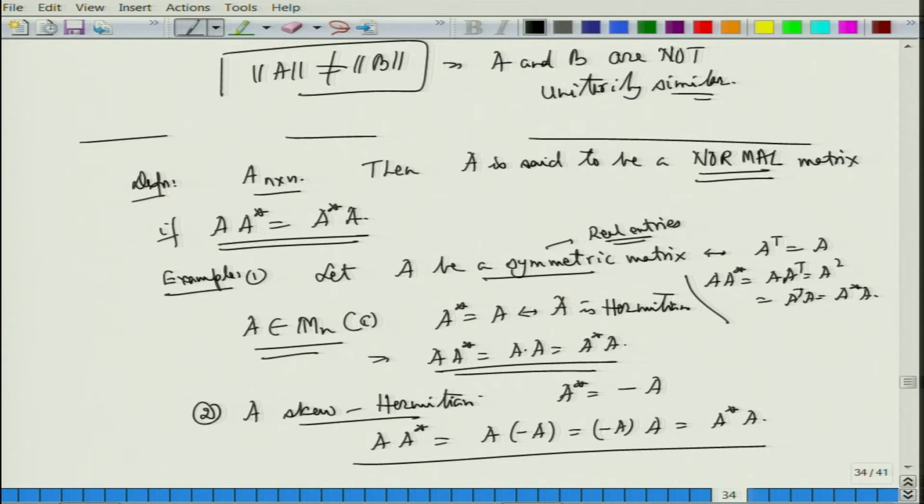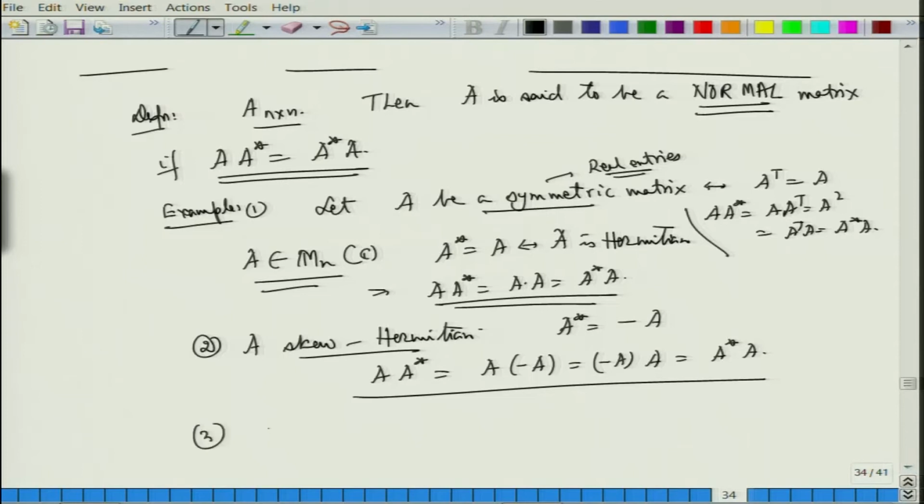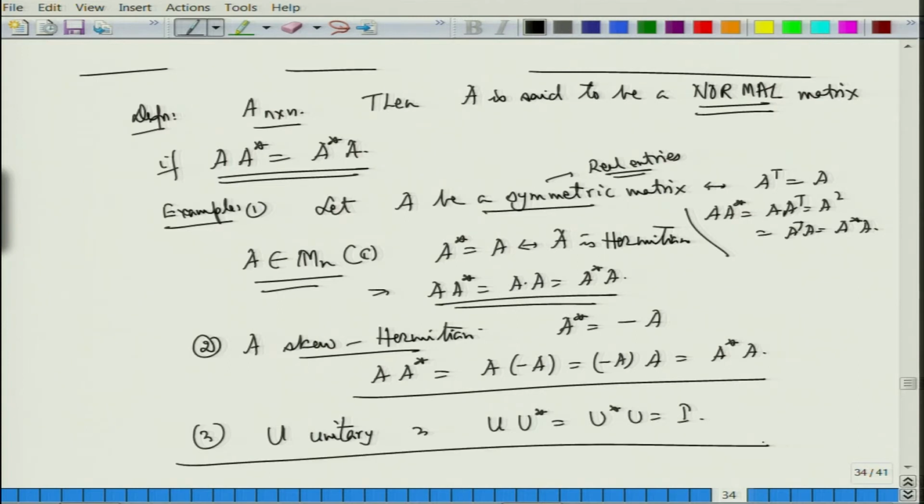You also have unitary matrices which also satisfy this, because for unitary matrix U, unitary implies U times U star is equal to U star U is equal to identity, all right. So, unitary matrices are also normal matrices and so on. So, there are lots of examples of normal matrices. So, we want to prove that every normal matrix can be diagonalized, all right. So, let us try to prove that part.